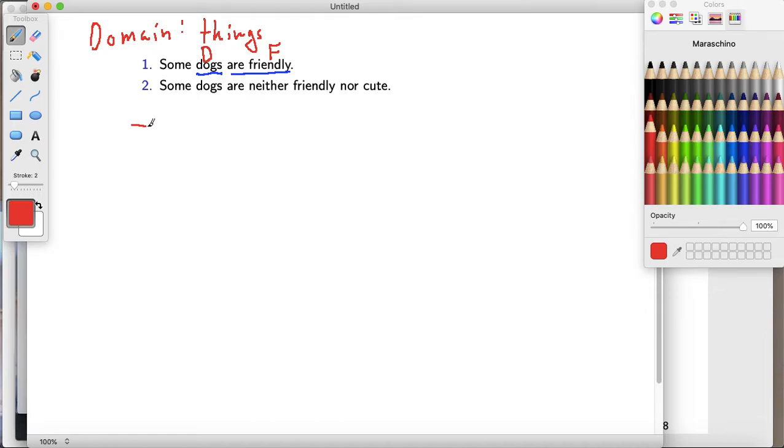So the way to symbolize this is there exists an X such that X is a dog and X is friendly. So that's in the domain of things. There exists at least one X such that X is a dog and X is friendly. Right, again, it didn't matter that I used the variable X here. I could have used Y and said there exists some object Y in the domain of things such that Y is a dog and Y is friendly. It's just that the variables that you use with the predicates here have to match the variable on the quantifier.